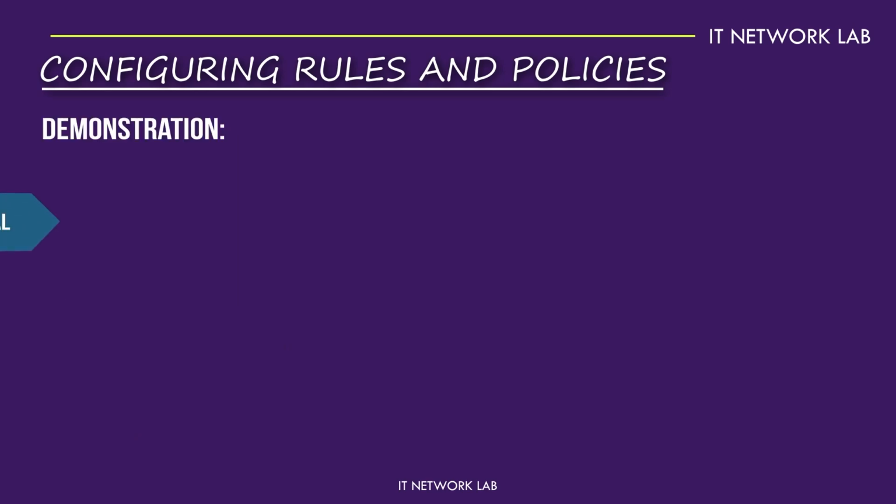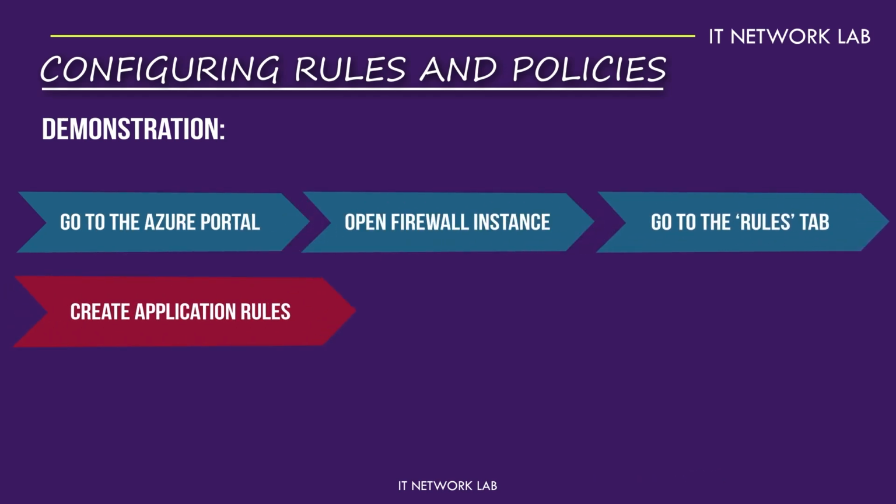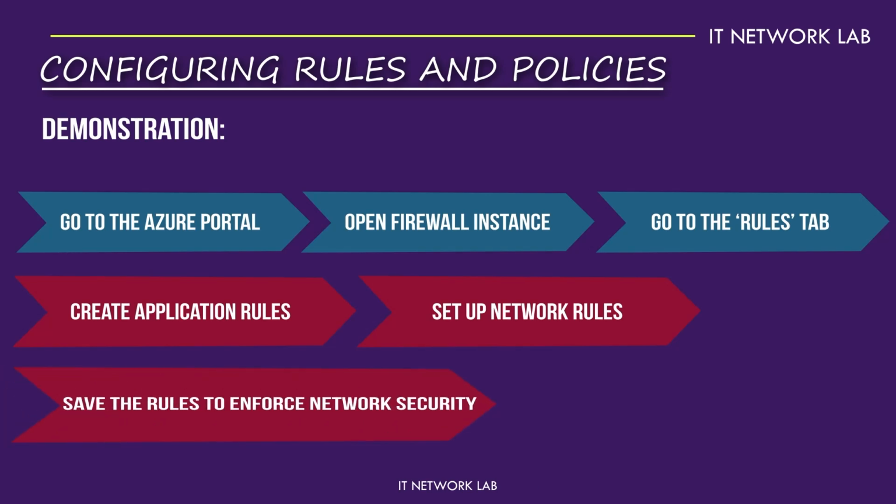Demonstration. In the Azure portal, open your firewall instance and go to the Rules tab. Create application rules by specifying allowed applications and their protocols. Set up network rules by defining allowed IP ranges and ports. Save the rules to enforce network security.